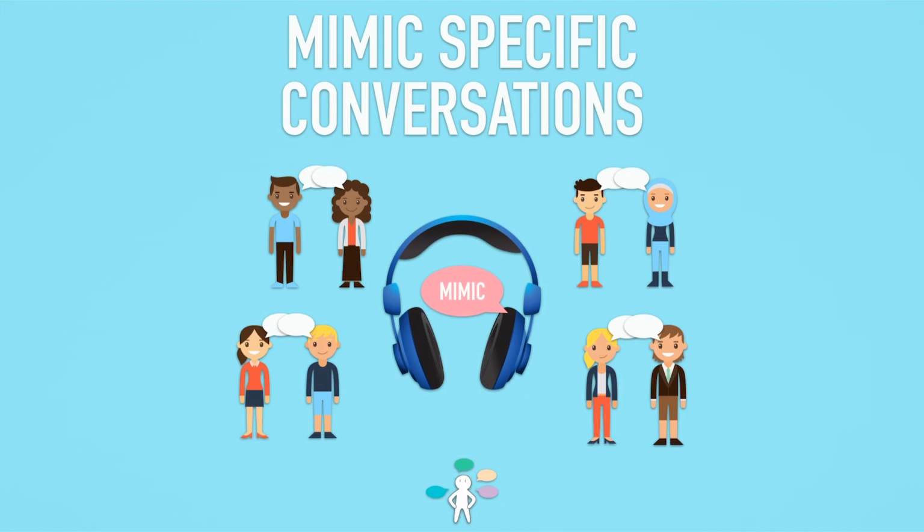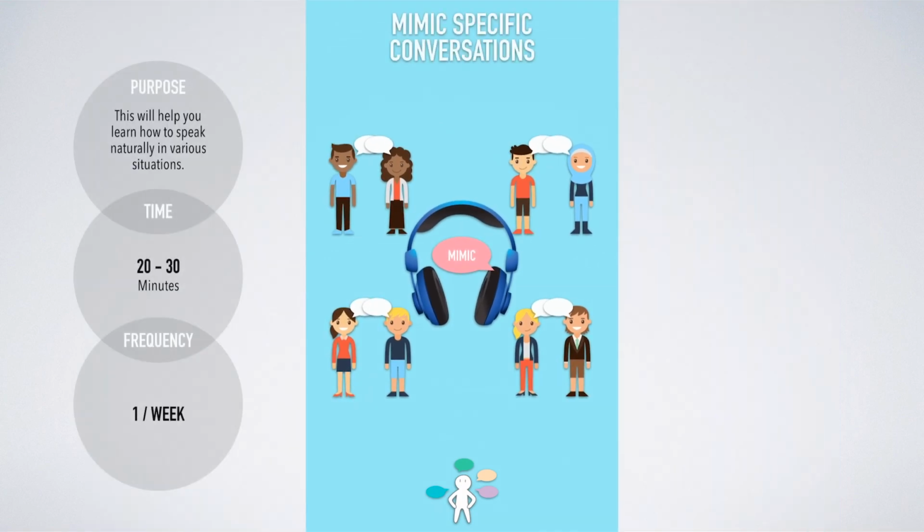All right, the second one is mimic. Basically, you're going to mimic specific conversations. You can find them online. You can find them in movies or in TV programs. Wherever you can find these specific conversations, you're going to mimic them. So let's look at it in a little bit more detail.